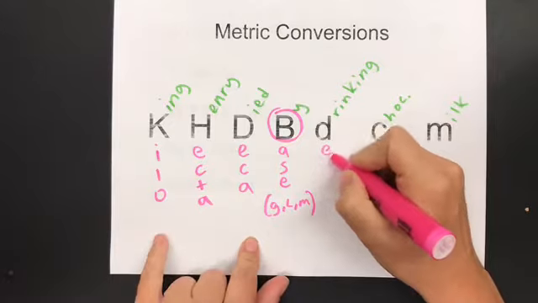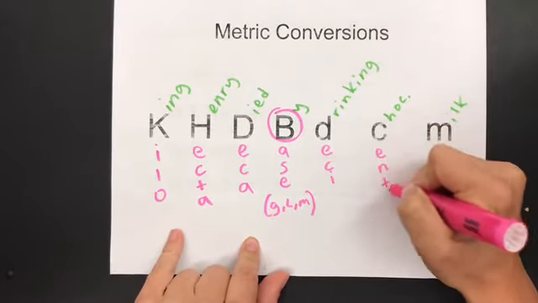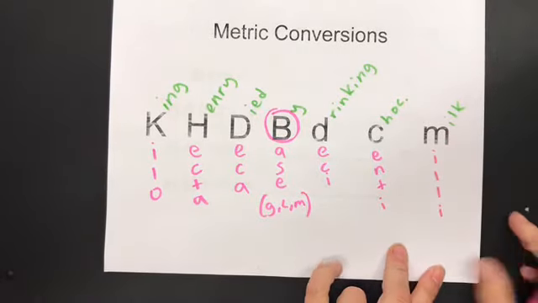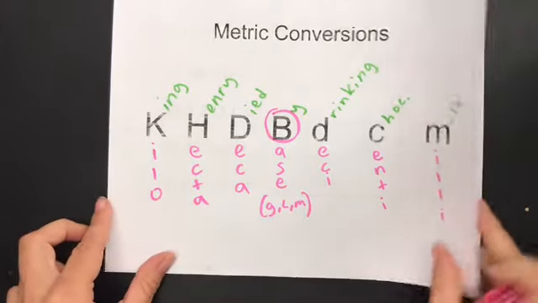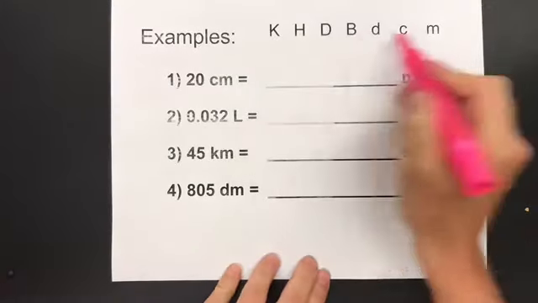Little d is deci, C, centi, M, milli. Okay, it's going to be extremely important. You've got to know what everything is here. So let's do some examples. Okay, at top, I have those again.